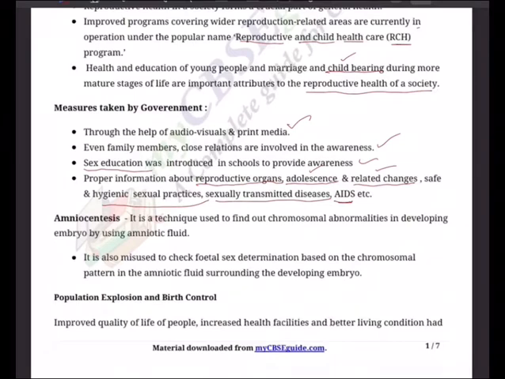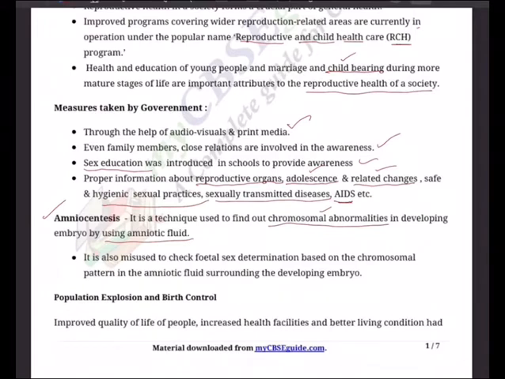And going ahead, we have got a test called amniocentesis. What is this? It's a technique used to find out chromosomal abnormalities in a developing embryo by using amniotic fluid. Around the embryo there is a fluid called amniotic fluid in the uterus. What the doctors will do is insert a syringe and suck a bit of amniotic fluid, and observe it under a high resolution microscope. We can see the structure of chromosomes.